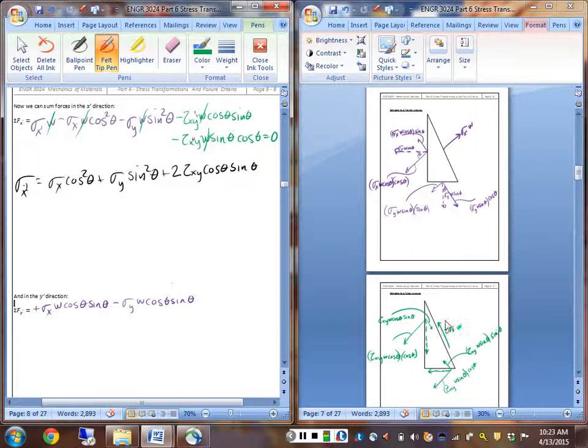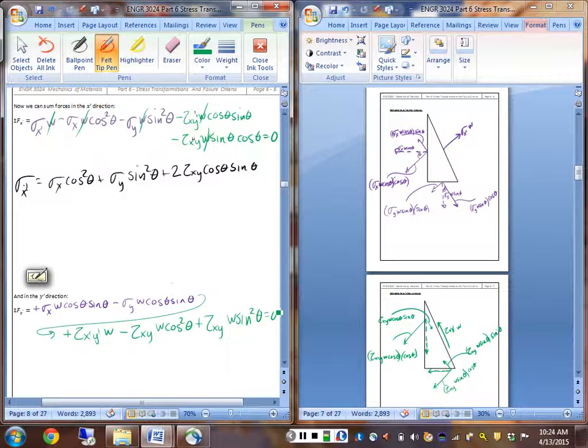And we have three things. We have the plus that's in our x prime, y prime. We have this minus component, and we have this plus component. So I'm just going to kind of continue it down here. So plus tau x prime, y prime, w on our cut face, and then a w cosine squared. That's this guy. And then we have a plus tau xy w sine squared theta equals 0.